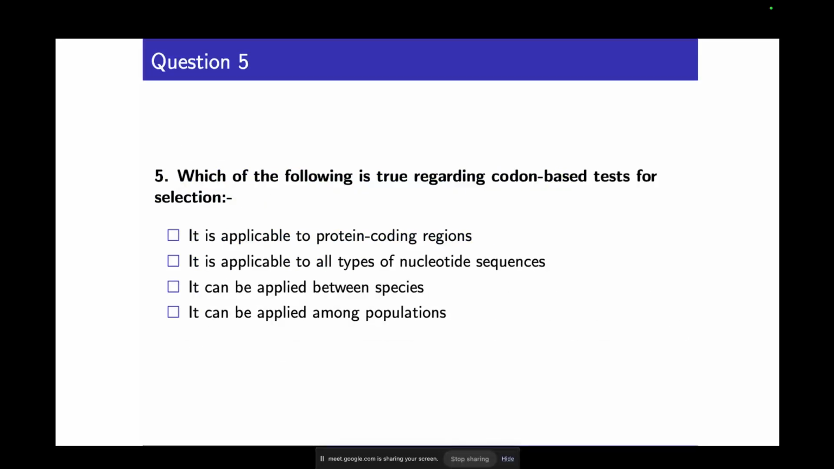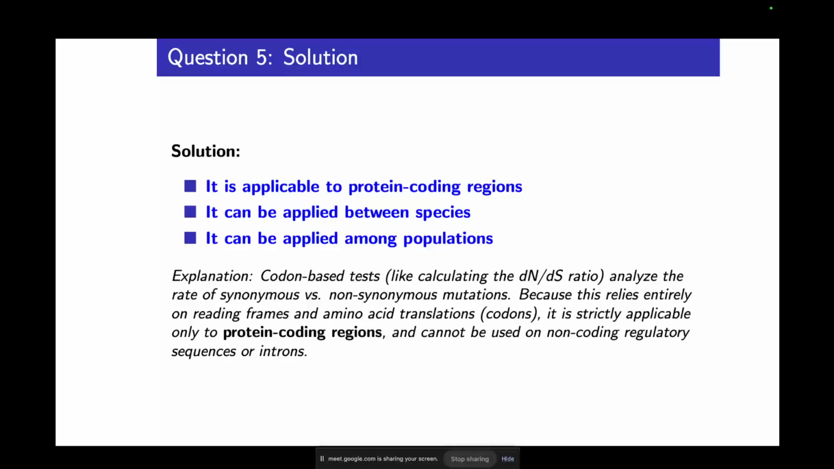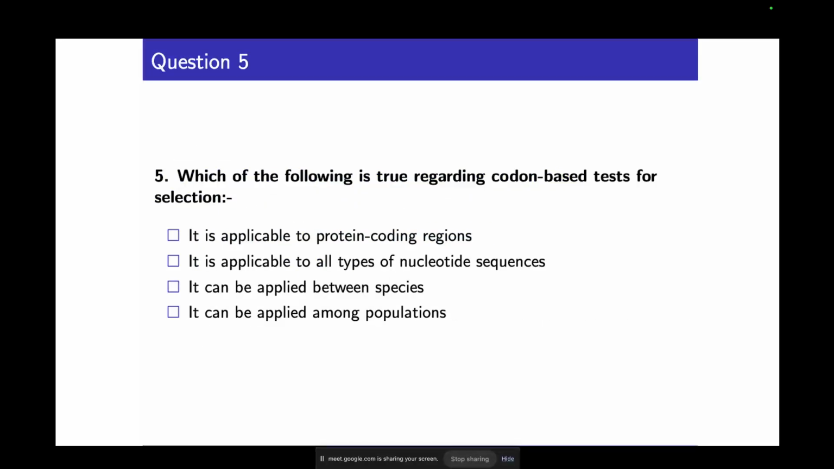I think it is ACD. Yeah, ACD. Right. So the question is, which of the following is true regarding codon-based tests? So it is applicable to protein coding regions, which is well known. It is applicable to all types of nucleotide sequences. That is not correct, because you need to find protein coding regions of the genome and then calculate. And it can be applied interspecies or among populations as well. So the second option is not correct because you need specific regions of the genome which code for proteins. So not all types of nucleotide sequences.